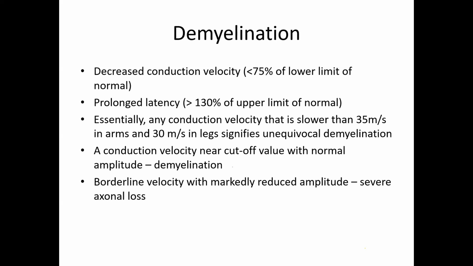But if the conduction velocity is 20, what will you report this as? Or if the conduction velocity is 19, what will you report this as? Will you still say it is axonal, or will you say something else? Axonal. Why? Because of fiber loss.